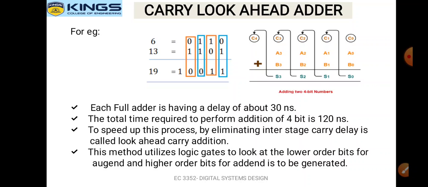Each and every term is producing 30 nanoseconds delay. So overall it will be 120 nanoseconds. The total time required to perform addition of 4 bits is 120 nanoseconds. To speed up this process by eliminating the interstage carry delay, the carry look ahead adder was designed. This method utilizes logic gates to look at the lower order bits of the augend and higher order bits of the addend to determine the carry to be generated.